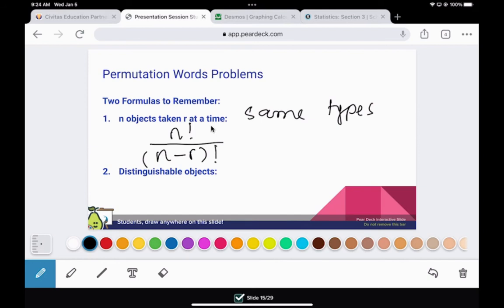This is when they don't care what types. They just say, I have 15 items, I'm going to take 5 at a time. What's going to happen? I don't care if they're different. It's going to be the same types, the same object.